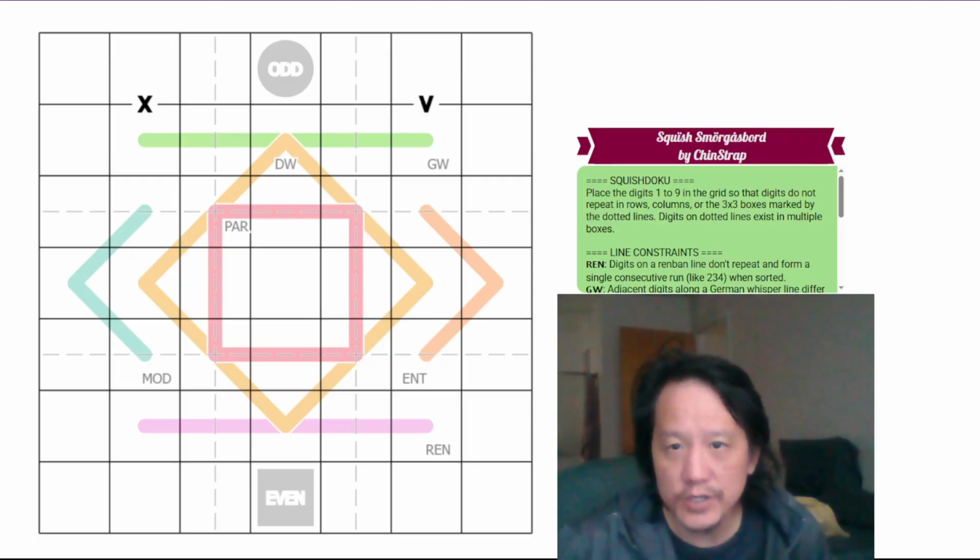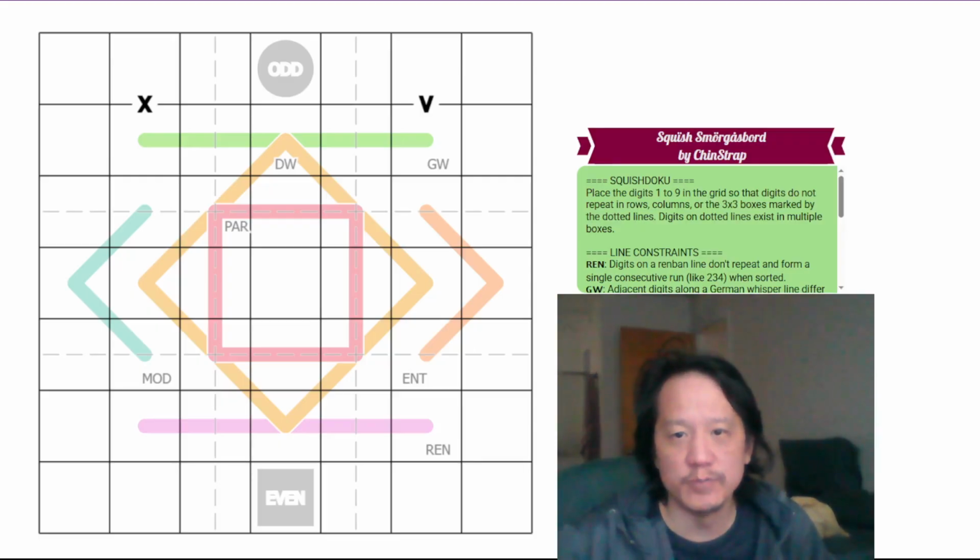And it's called Squïsh Smörgåsbord. And this is by Chinstrap. And here are the rules.